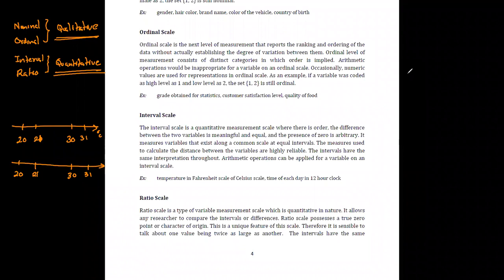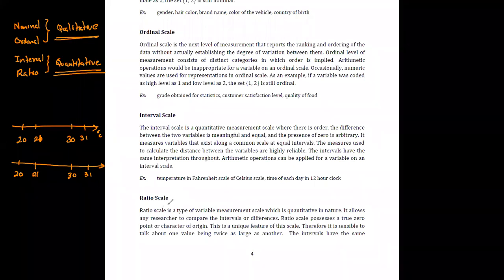But if you are measuring the temperature in Celsius, 0 degrees Celsius does not imply that there is no temperature. There is somewhat of a temperature. The temperature value is zero. But if you are using the Kelvin scale, then there is a true 0 point. It is the special thing in the ratio scale. It is the only difference between the interval scale and the ratio scale.